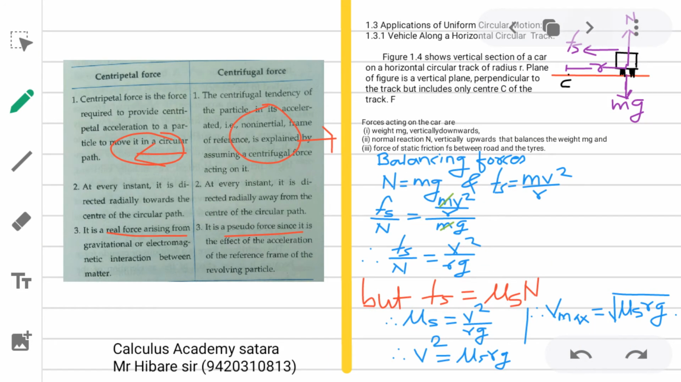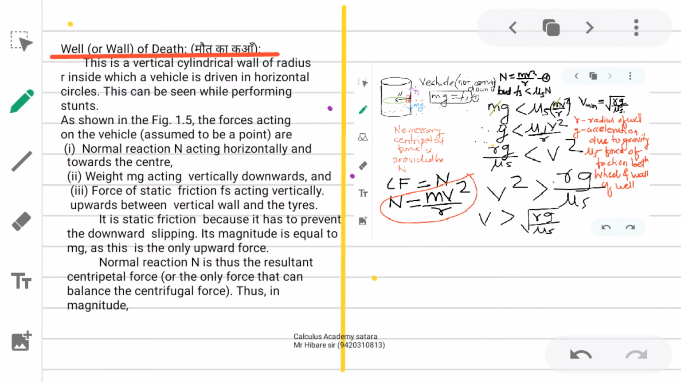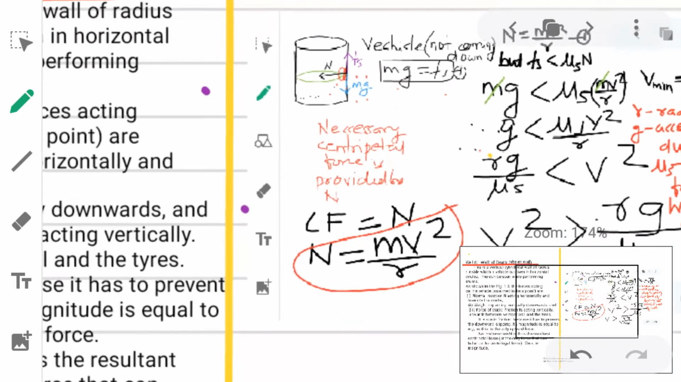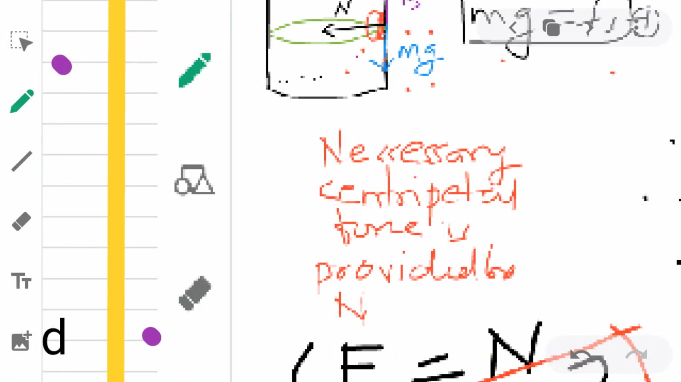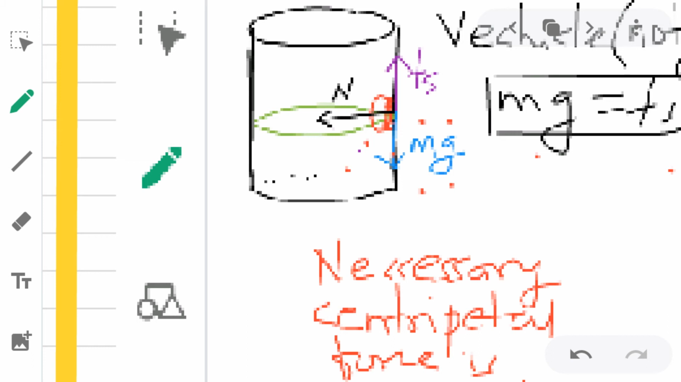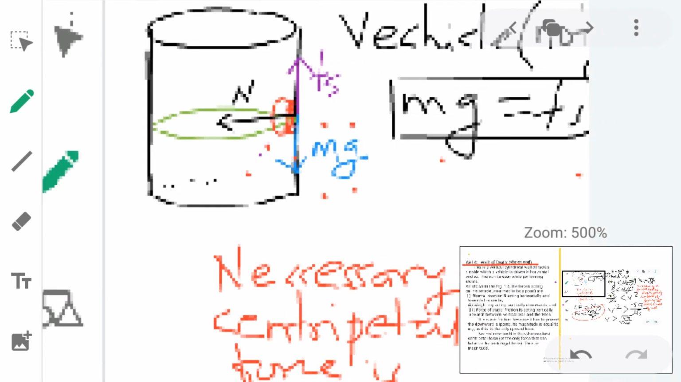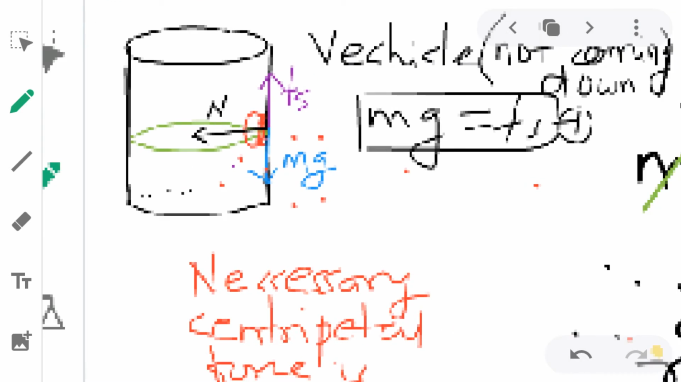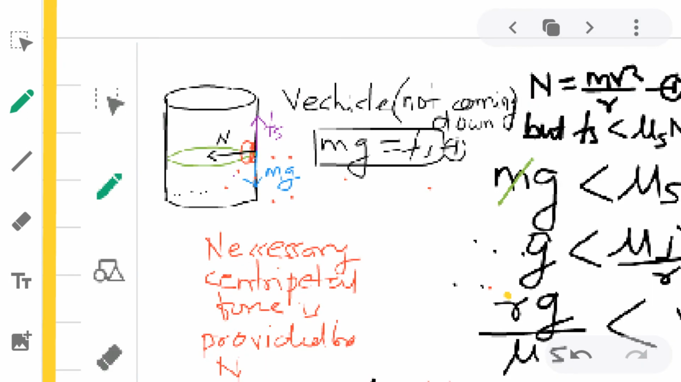Now next point, well, मौत का कुआं, well or wall of death. सिंपल आहे, काही प्रॉब्लेम नाही. बघा इथे हा वॉल ऑफ डेथ. आता एक गाडी जर इथे फिरत असेल, while a vehicle is moving in this circular direction, the necessary centripetal force is provided by N here, the normal reaction, and there is friction along the wall and weight mg. The vehicle is not coming down.